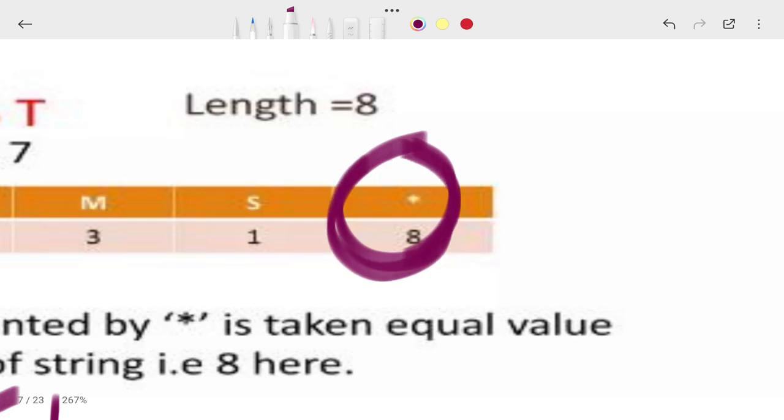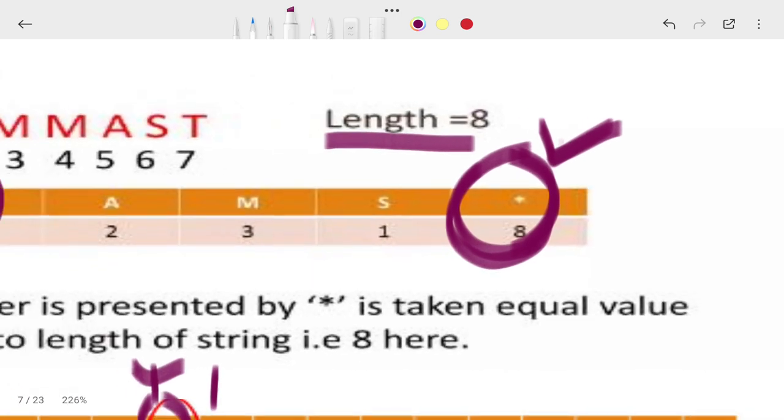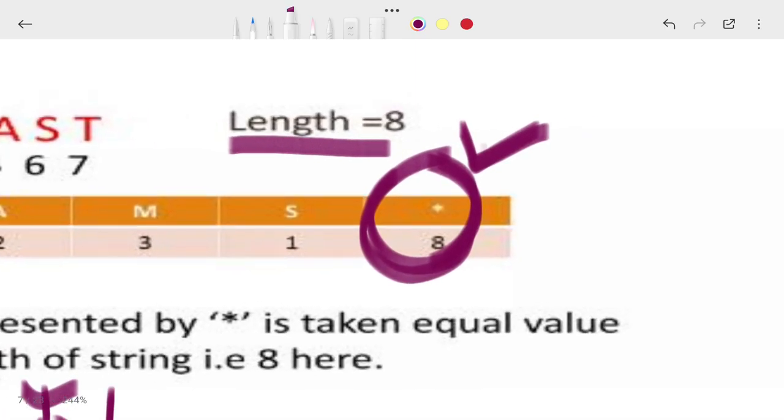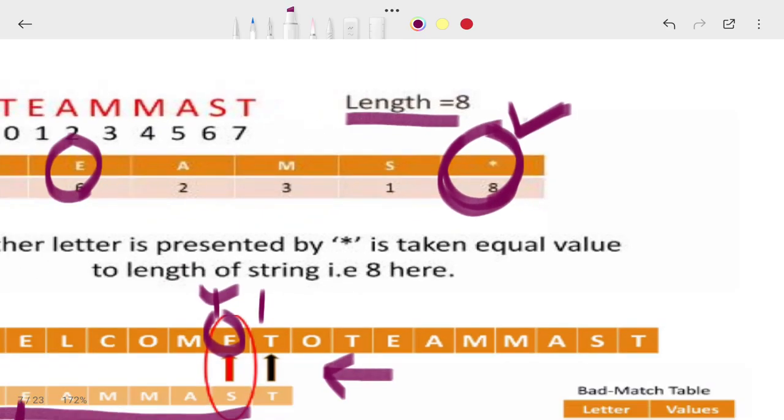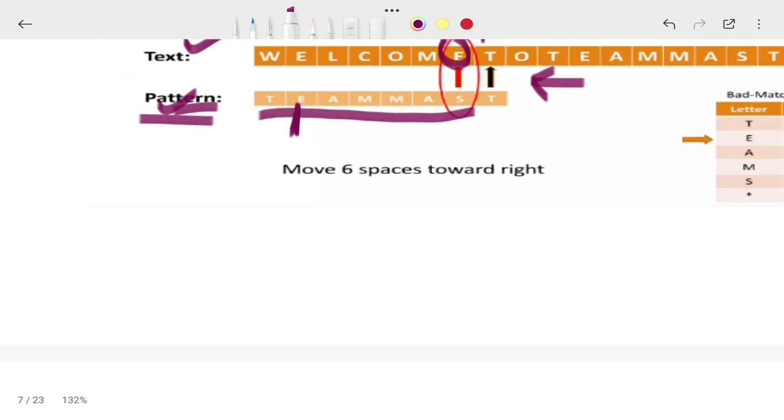Okay, getting? If E is present there, then I will write the index of E. I will write the index of T, and according to this I will shift my pattern. And if E is not there, then I will take the index, meaning the length of my pattern. So what is the length of my pattern? 8. I will shift my pattern 8 places to the right.